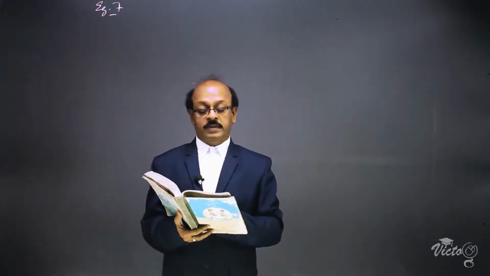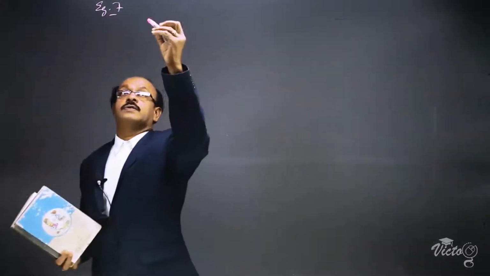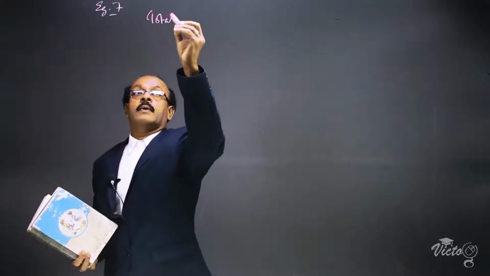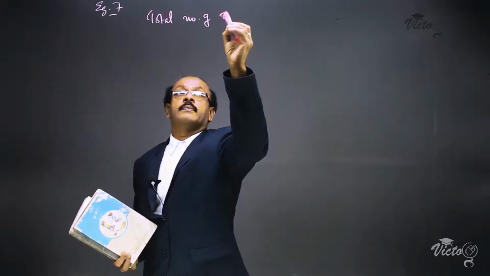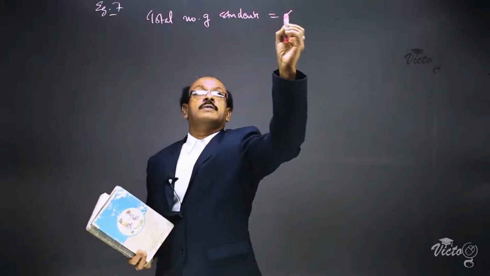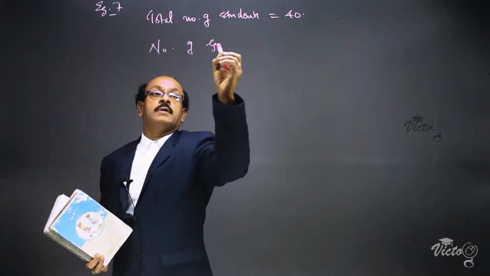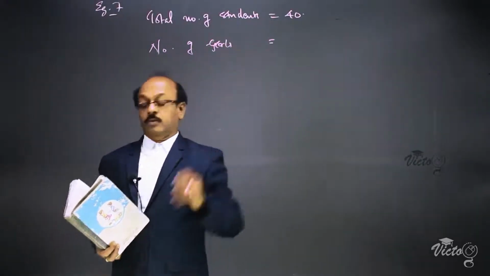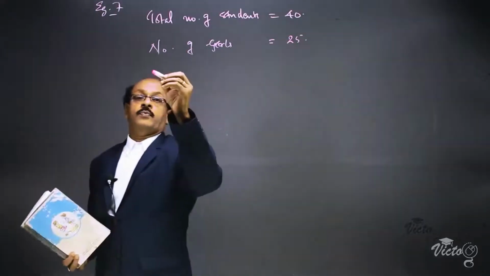What is the probability that the name written on the card is the name of, first part, a girl, second part, a boy. There are a total of 40 students in the class. Total number of students is equal to 40. Number of girls is equal to 25. The number of boys is equal to 15.